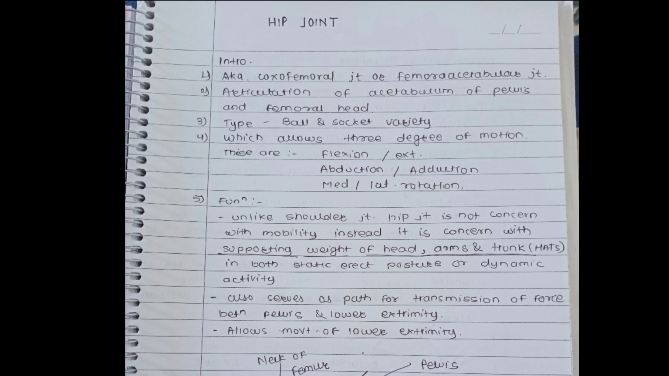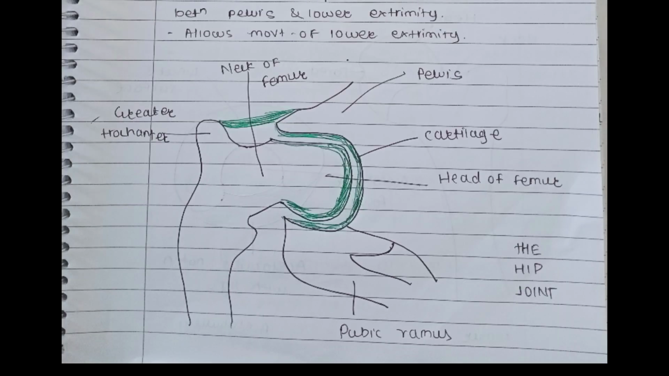The type is ball and socket variety, which allows 3 degrees of motion: flexion, extension, abduction, adduction, medial and lateral rotation. Next is the function. The hip joint is concerned with supporting the weight of the head, arm and trunk in both static and dynamic activity. Here you can see the diagram where the head of the femur is articulated with the acetabulum of the pelvis.